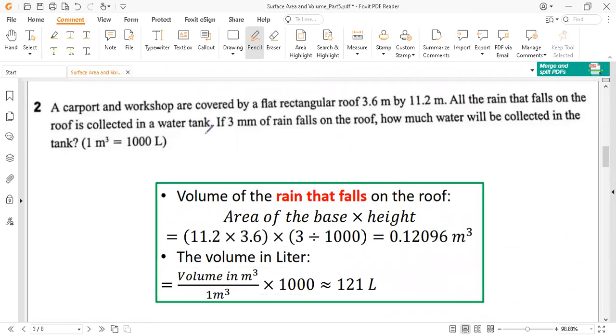Moving on to the next exercise: a carport and workshop are covered by a flat rectangular roof, 3.6 meter by 11.2 meter. So we have a rectangular roof. If we calculate the area of this rectangular shape, it is meter times meter, so we can multiply easily these two numbers to obtain the area of the rectangular roof.